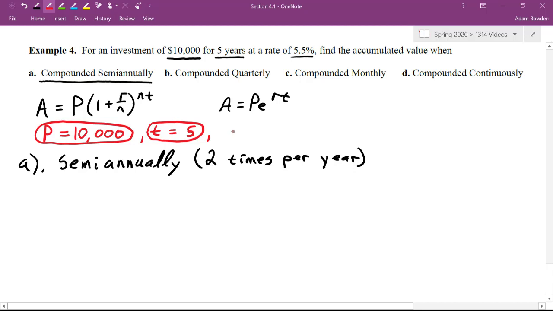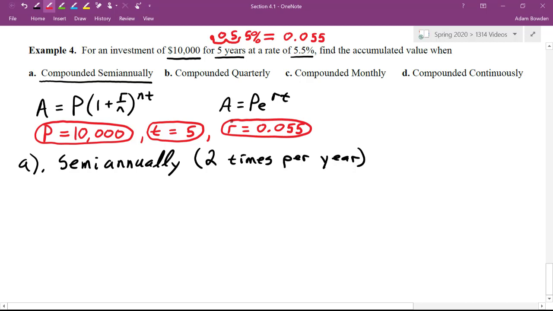The interest rate, now it says here 5.5%, so we need to change that into a decimal. So as a decimal, 5.5% is 0.055. What we do to figure out the decimal from the percentage is move the decimal point 2 spaces over to the left, and that takes it from the percentage, 5.5%, over to the decimal of 0.055. So that's what we're going to use for R, the interest rate, 0.055.